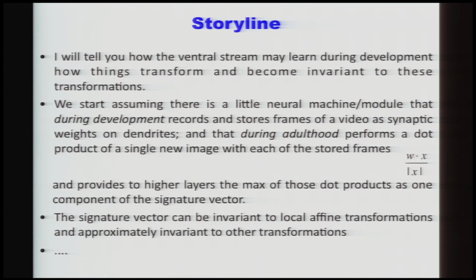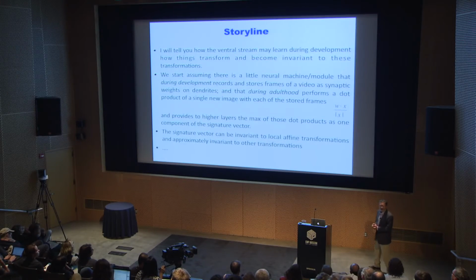So this is the summary of what I'm going to tell you. I'm going to tell you how the ventral stream may learn these transformations, mainly affine transformations in 2 dimensions, translations, rotations, scale, and combinations of them, and become invariant to them. This is by assuming that there are little neural modules, basically simple-like cells, which just store essentially frames of objects transforming, moving, a small number of them, and by storing them can then later in adulthood perform a very simple computation with new images that makes them invariant to these transformations.